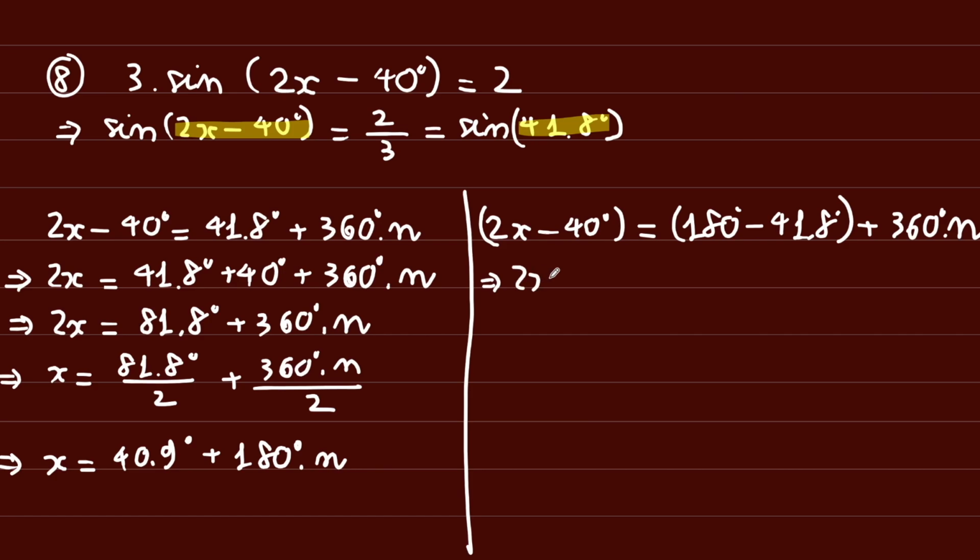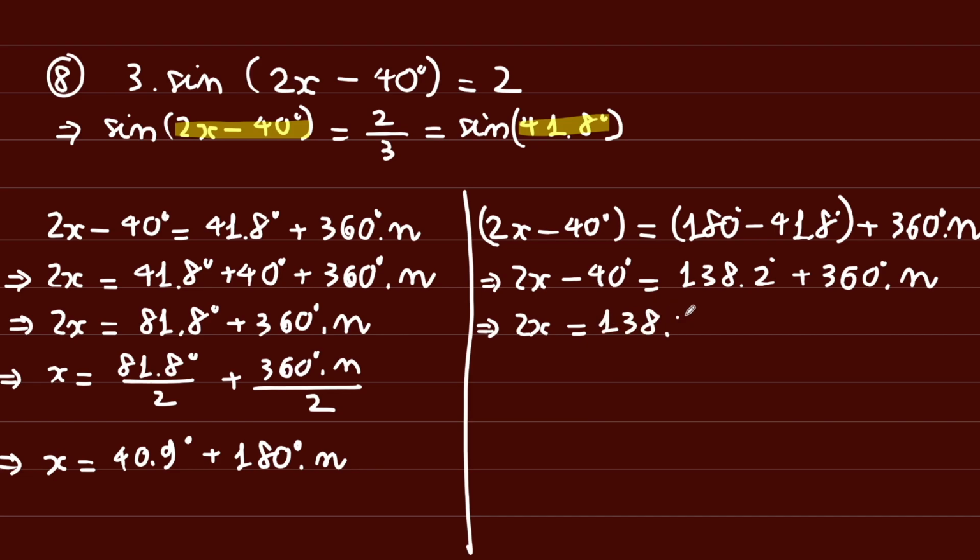Here we got 2x minus 40 degree equal to this one, 180 minus 41.8. This is equal to 138.2 degree plus 360 degree multiply n. And for here, 2x equal to 138.2 plus 40 degree plus 360 degree multiply n.